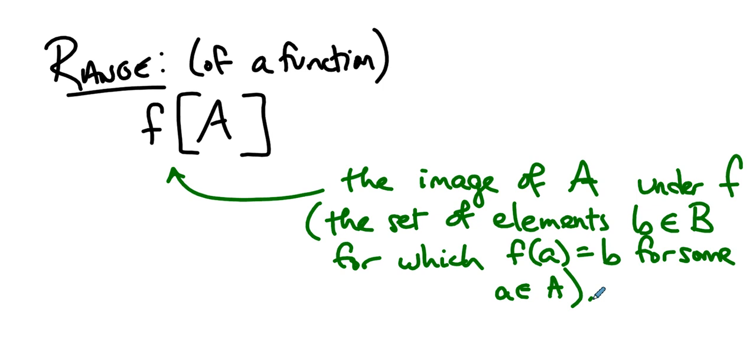So the range is always a subset of the codomain, always. This is an understanding that carries over with us from Math 239. And so in Math 239, you did some example like this one.